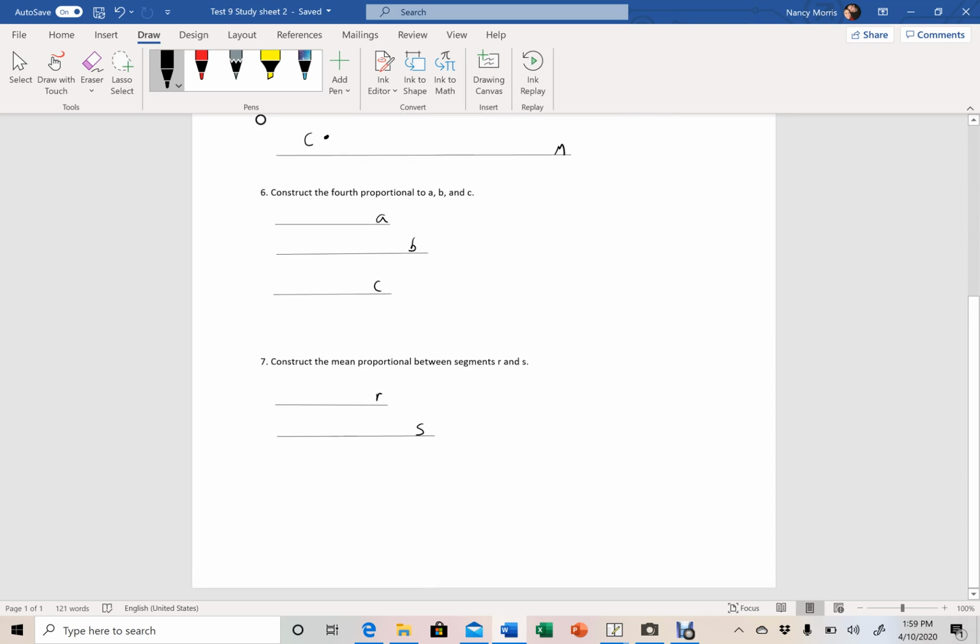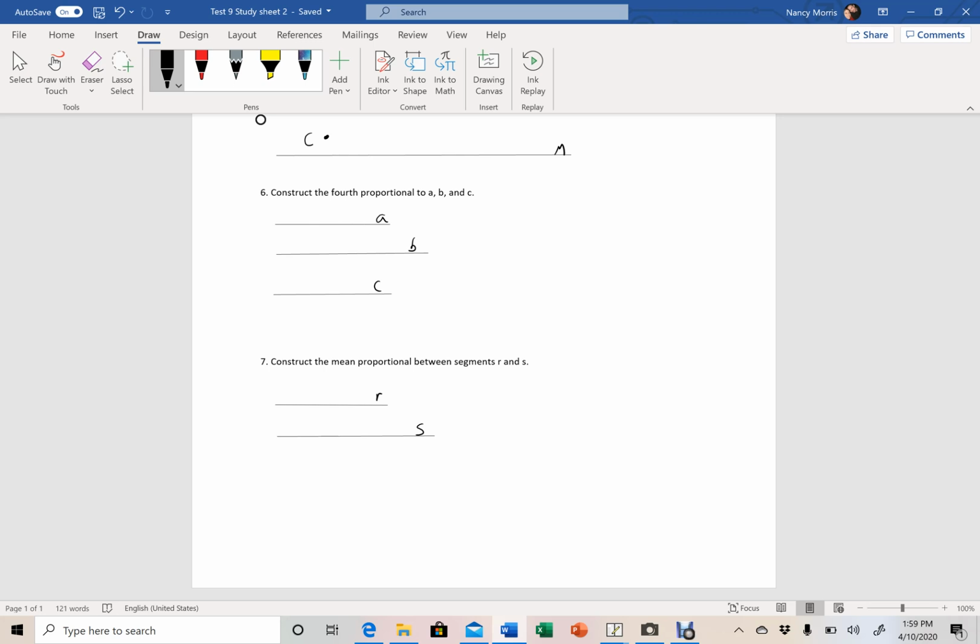And then the last one will be to construct the mean proportional between segments R and S. Okay, so on this, we'll measure these, have that straight line, and there's several steps to this. We've got finding the midpoint. We've got the arc that we got to draw, and then there's several points to this. So go back and review this, and do this not on this practice sheet, but on your study sheets that you're creating here with these questions, okay?